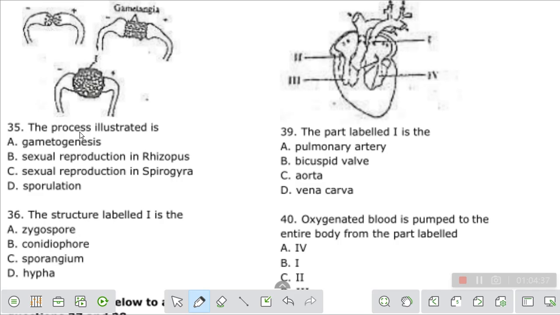Though UTME can be tricky some of the time, so you shouldn't go straight to the point. If you strictly go and take gametogenesis, then you are deceiving yourself. So the process illustrated here is actually sexual reproduction in Rhizopus. So that's the answer. Don't be moved by gameto and go and say gametogenesis.